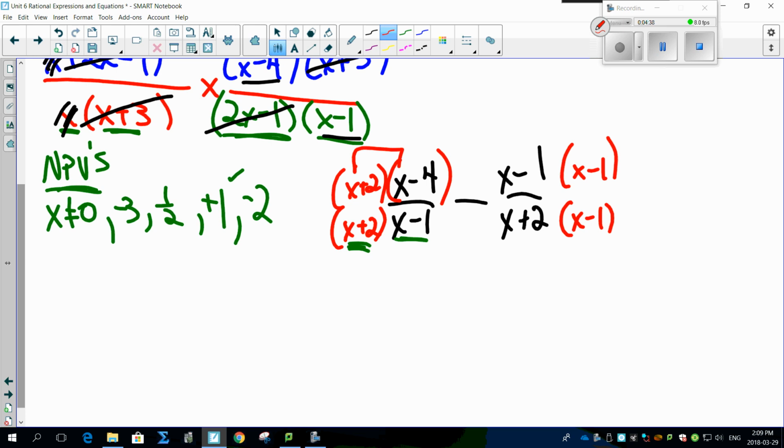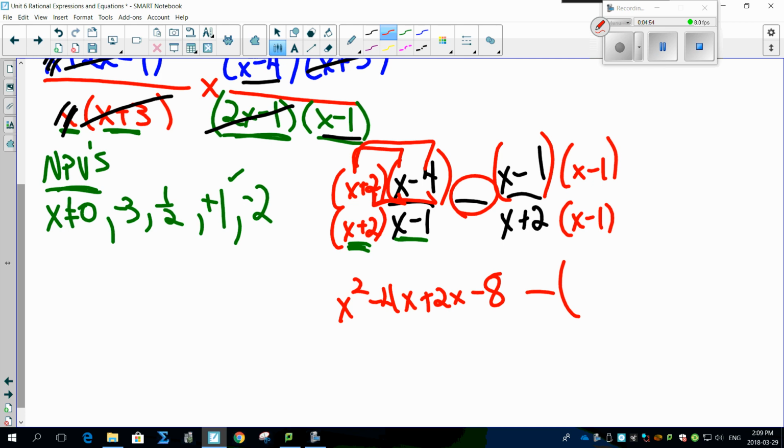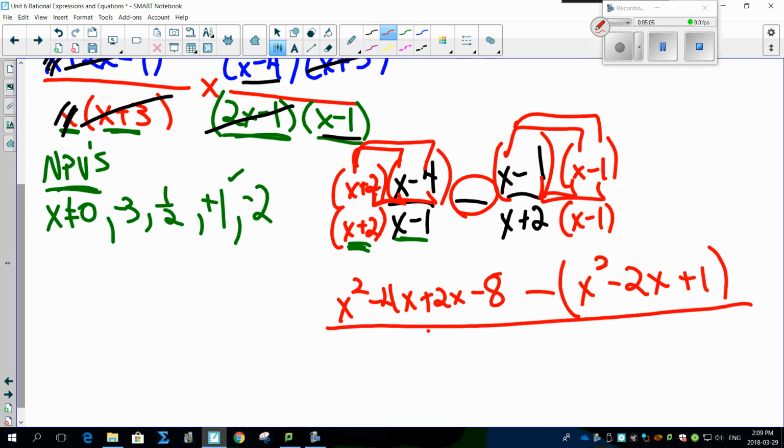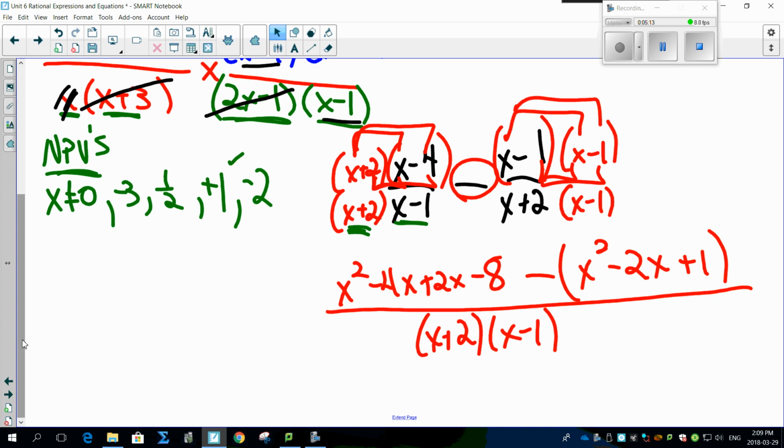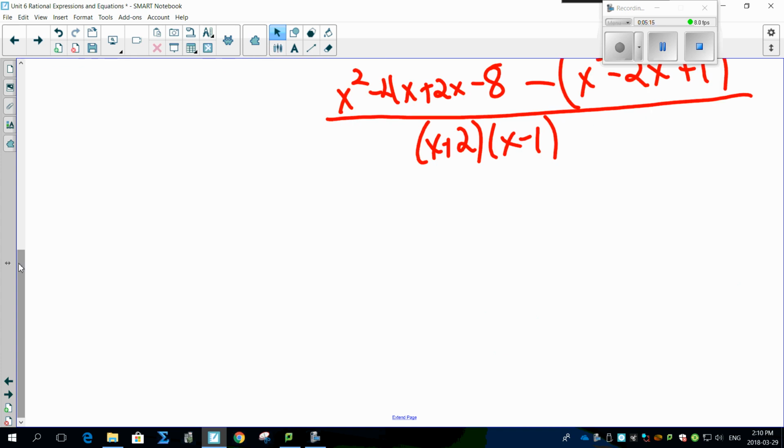FOIL. Excuse me. This is going to give you x squared minus 4x plus 2x minus 8. Subtract. Don't forget, the negative has to go through the whole thing, but let's just FOIL this first. X squared minus x is minus 2x plus 1, all over x plus 2 and x minus 1. Holy mess, Batman. All right, let's keep on going.